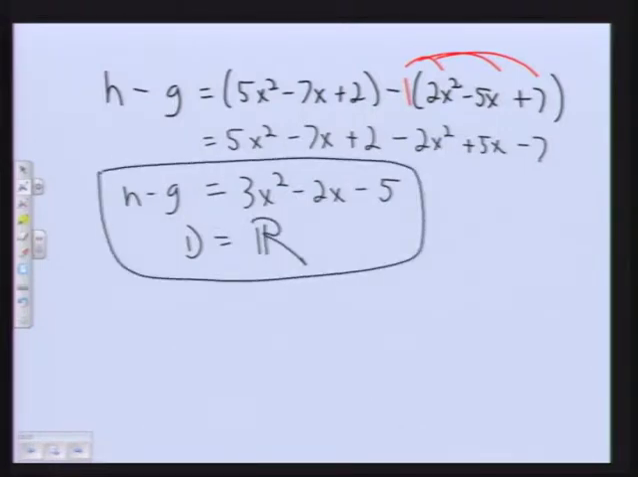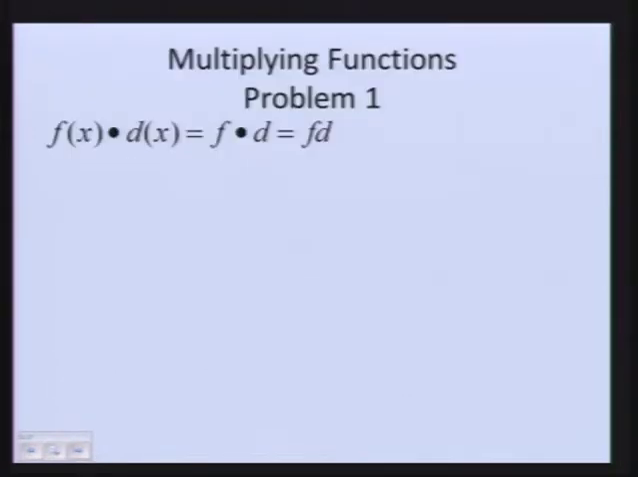So when you're adding and subtracting, be very careful then that you distribute the negative correctly and that you combine your like terms correctly. Keep in mind some of the expressions can have fractions, so you have to work with fractions.